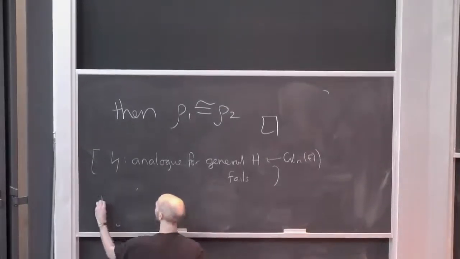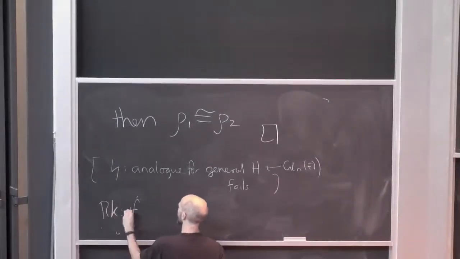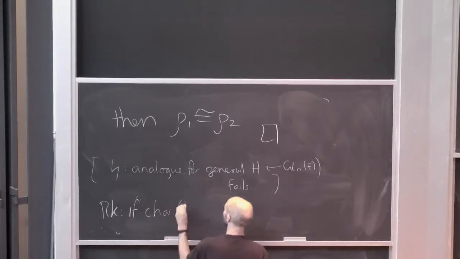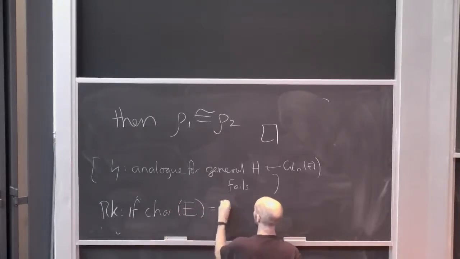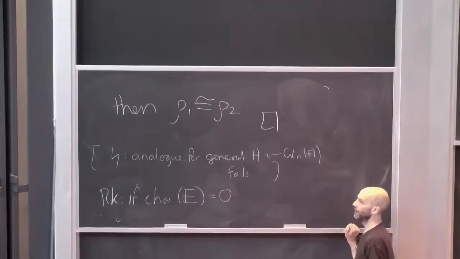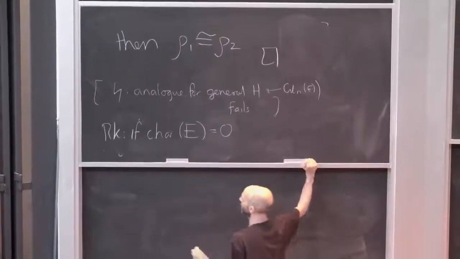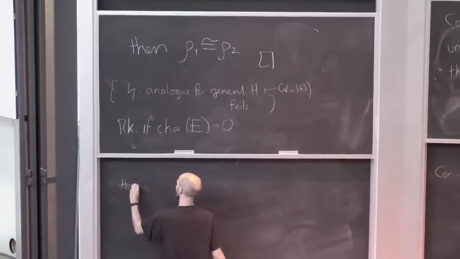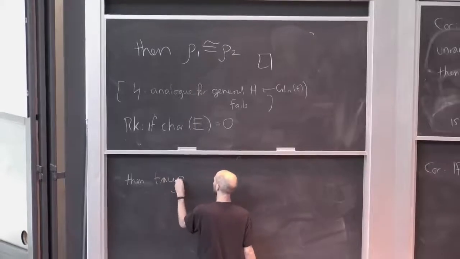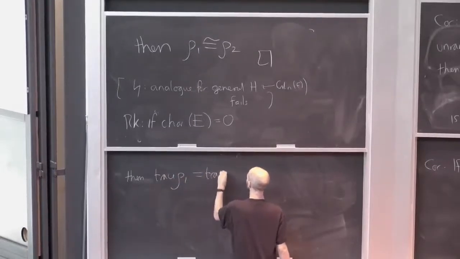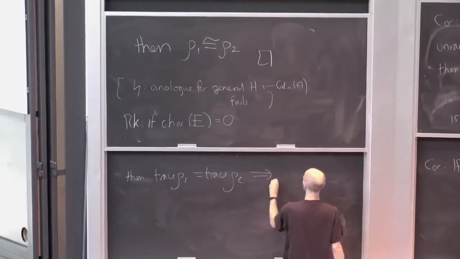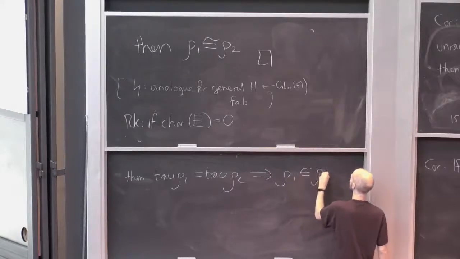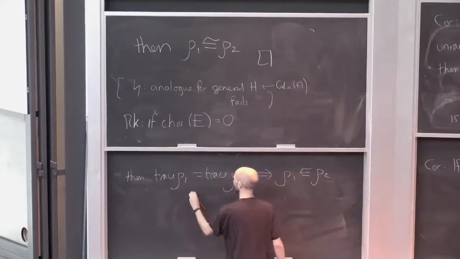Sort of remark: if the characteristic of E is 0, which of course it often is in this course, then it suffices that the trace of rho 1 equals the trace of rho 2 to imply that rho 1 is isomorphic to rho 2. These are still both semi-simple, obviously.